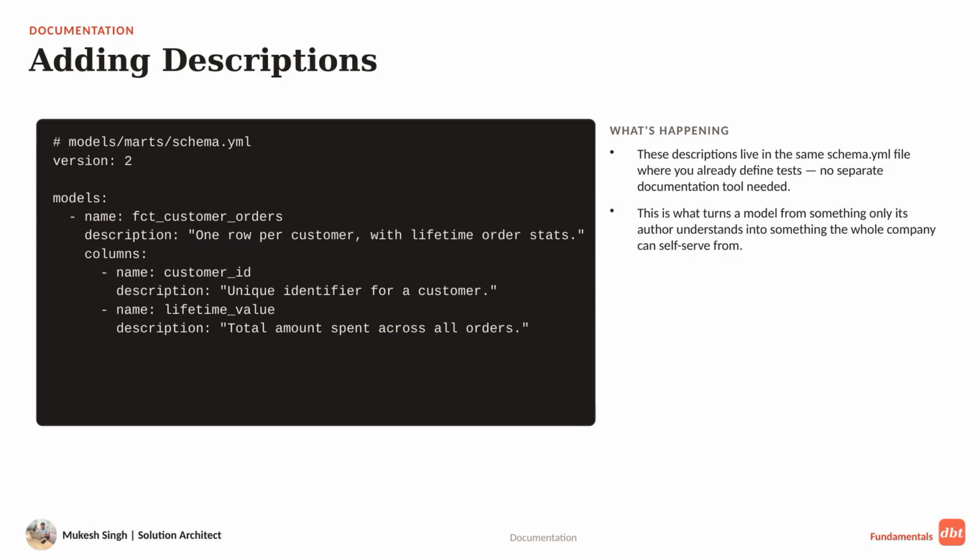Adding a description to a model, and to each of its columns, happens right inside schema.yml, the exact same file where you define tests. This is a small amount of extra effort that pays off enormously, because it's what turns a model from something only its original author understands into something the whole company can look up and understand on their own. The simplicity here is deliberate. DBT Labs designed documentation to require almost no extra workflow beyond what you're already doing to build the pipeline itself.